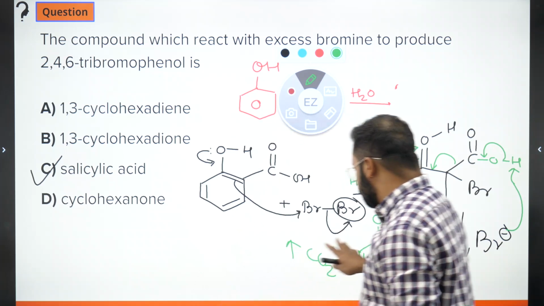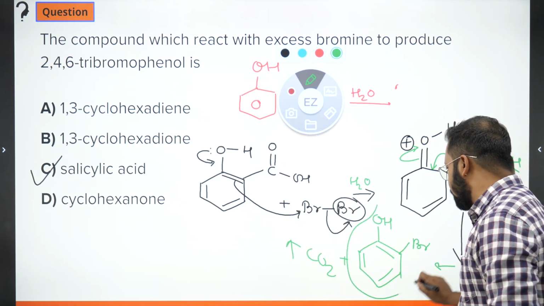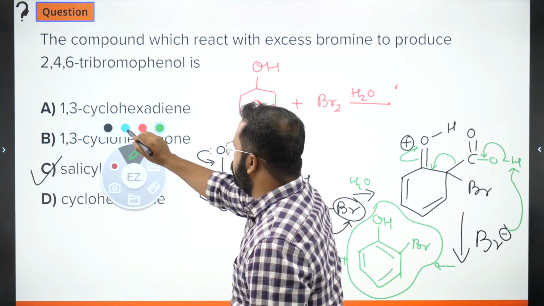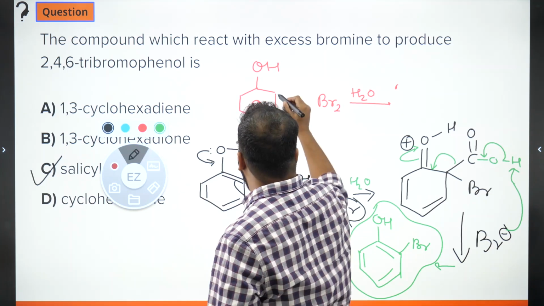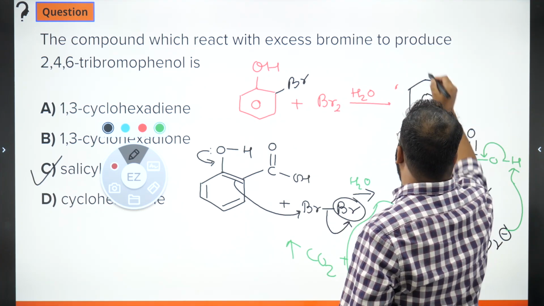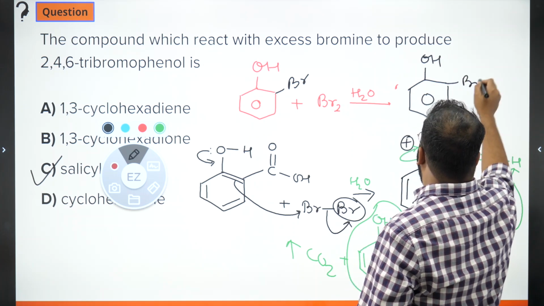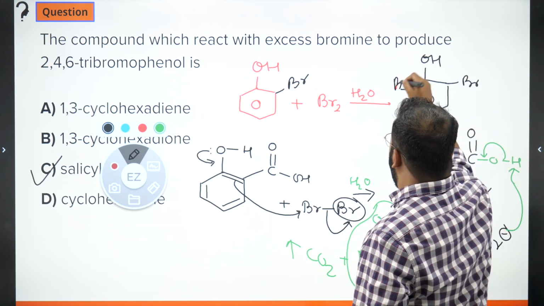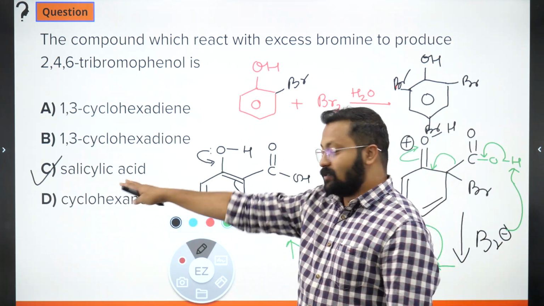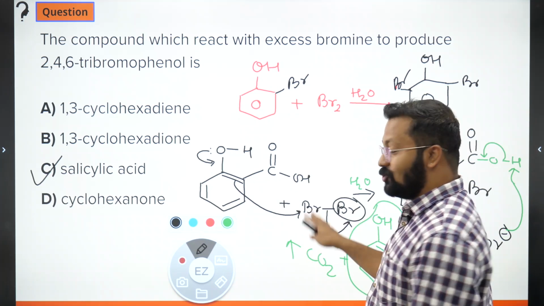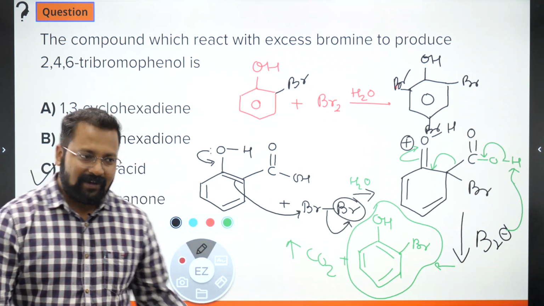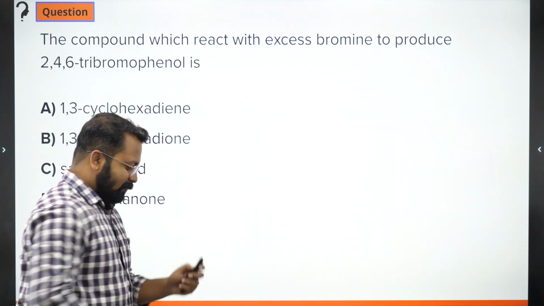Once this compound gets formed, this compound will change into Br. So the right answer to this question would be salicylic acid. Even though phenol is not present, salicylic acid turns out to be the right answer. Salicylic acid is also hydroxybenzoic acid. This is the outcome of the reaction. This is how the reaction will take place. Okay? Let's move on to the next question.